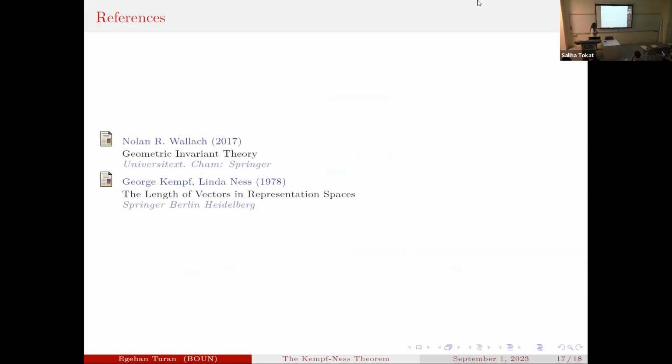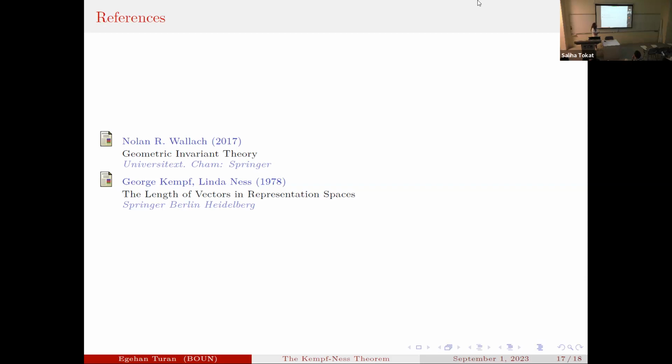Okay, and these are my references. This is the book that we read throughout the summer. If you have a background in algebraic geometry, I think that's a good point to start with geometric invariant theory. And this is the original paper written by Kempf and Ness. This is actually a really easy paper to read. It's just like 10 pages, and the way they prove it is actually really interesting.